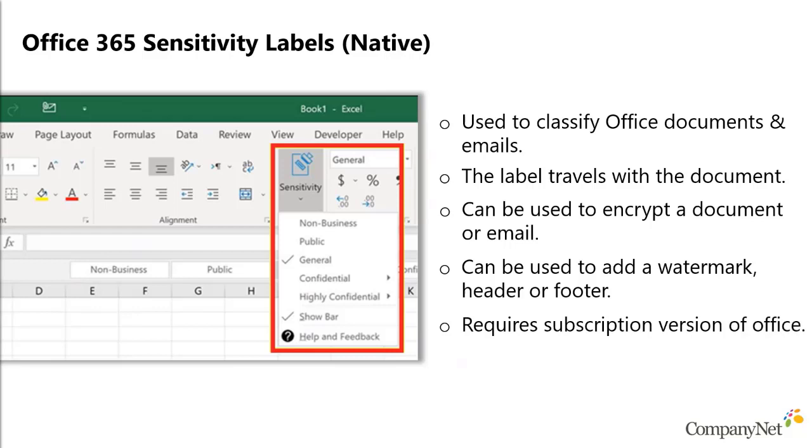It just simply requires a subscription version of Office as well, generally available in the E3 and E1 for the native functionality within Office. So as long as there's a subscription version of Office in general, then you have the functionality to apply the sensitivity labels to your documents.